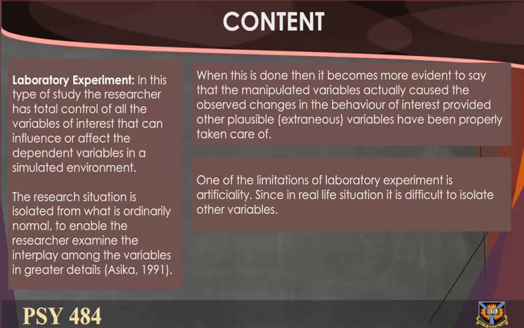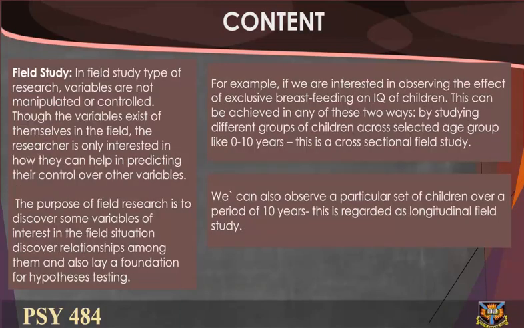Field study. In this type of research, variables are not manipulated or controlled, though the variables exist of themselves in the field. The researcher is only interested in how they can help in predicting, without control over other variables. The purpose of field research is to discover some variables of interest in the field situation, discover relationships among them, and also lay a foundation for hypothesis testing.